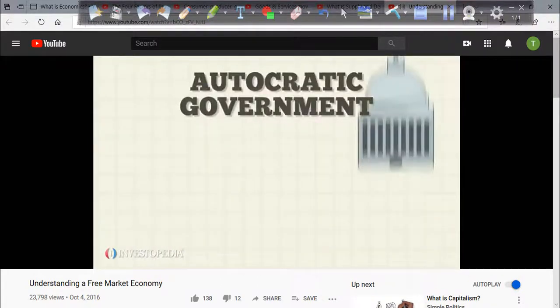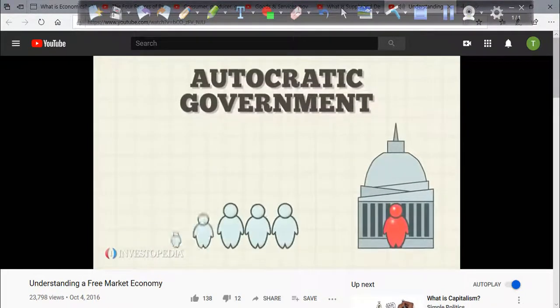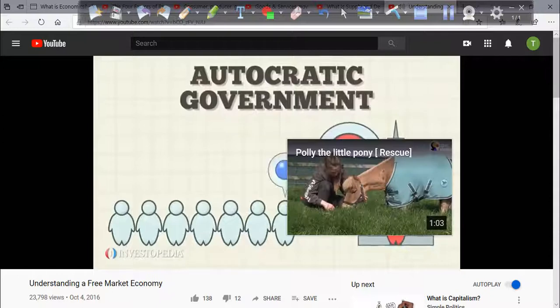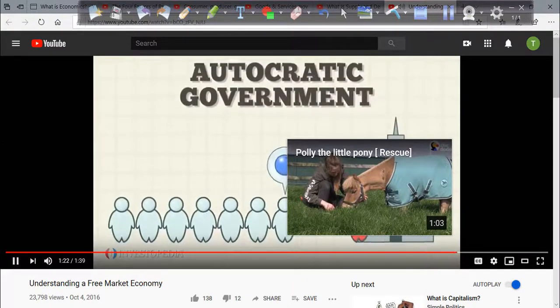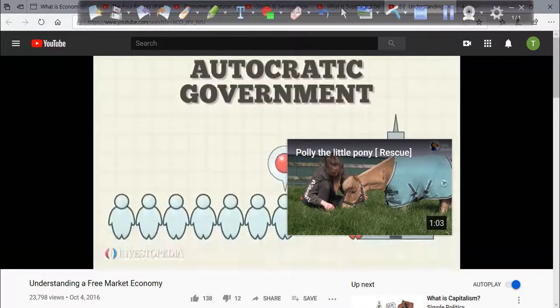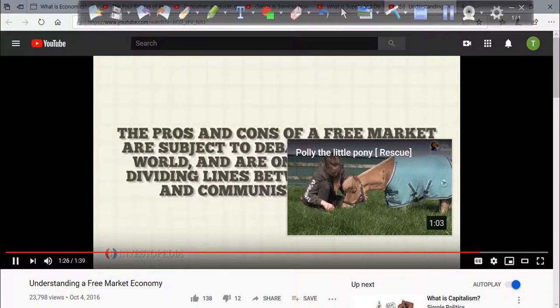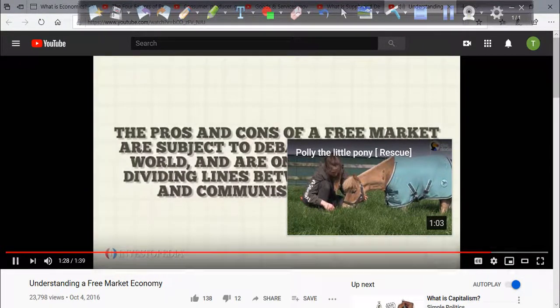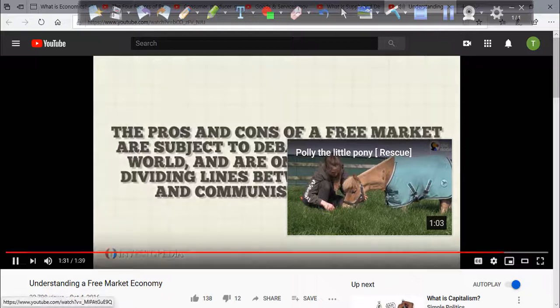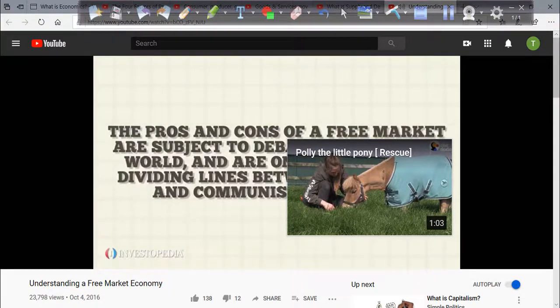In autocratic governments, non-elected governments impose major market decisions. These rules tend to feel oppressive, even if there may be fewer overall regulations. The pros and cons of a free market are subject to debate all over the world, and are one of the major dividing lines between capitalist and communist economies.